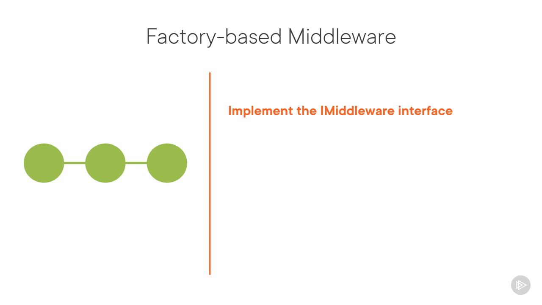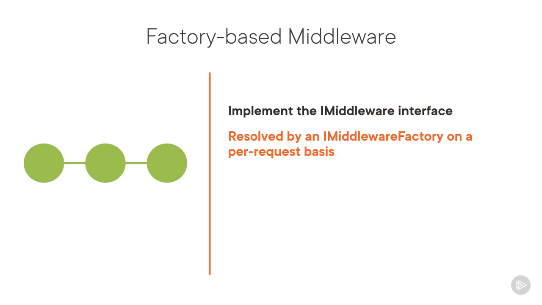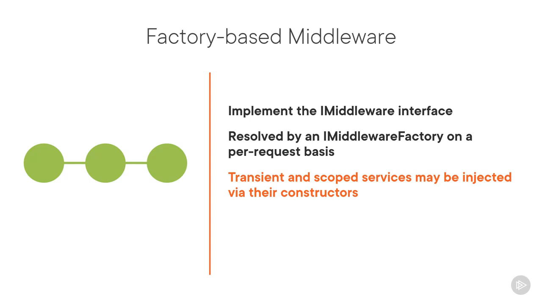Factory-based middleware components implement the IMiddleware interface and are not activated by the conventional activation logic. Middleware inheriting from the IMiddleware interface is resolved by an IMiddlewareFactory implementation on a per-request basis with the help of the DI container. This allows transient and scoped services to be injected via their constructors.